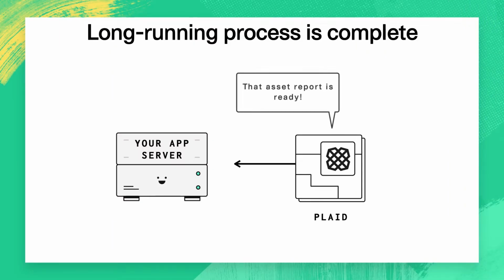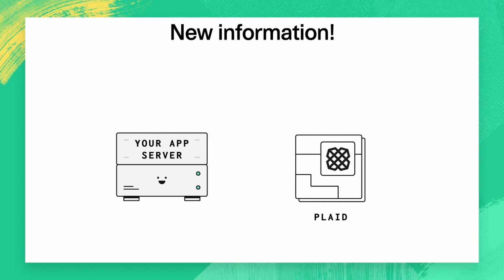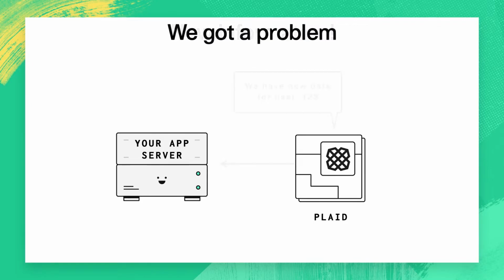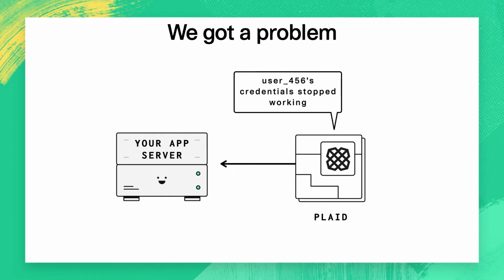One, a process that you kicked off a while ago is finally complete, and we wanted to let you know that the information you requested is now ready. Two, we have some new information for you, and you should probably ping our servers to find out more. And three, there's some kind of problem, and you should work with your users to fix it proactively before there's a major disruption to their service. And so for these kinds of messages, we use a webhook.